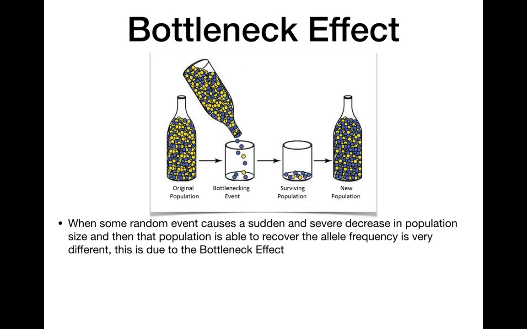Okay, so we decrease in population size, and then if that population is able to recover, the allele frequency will change a lot. And it's called the Bottleneck Effect because if you take a look at the image here you need to draw, this is my whole population, and let's say this event here is a big overhunting thing happening, then only a few will survive.